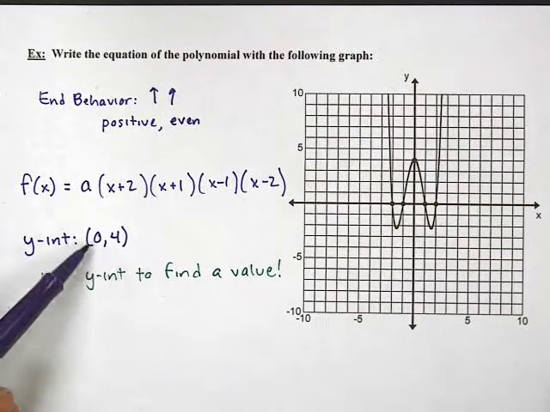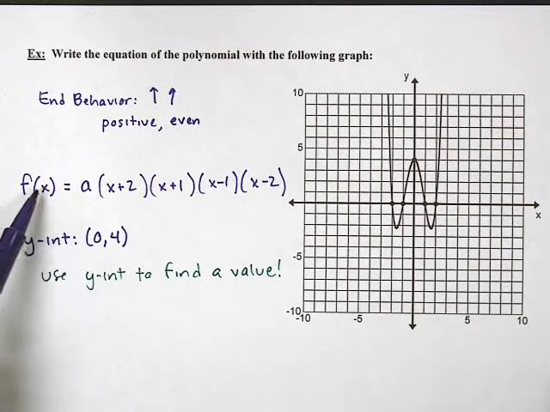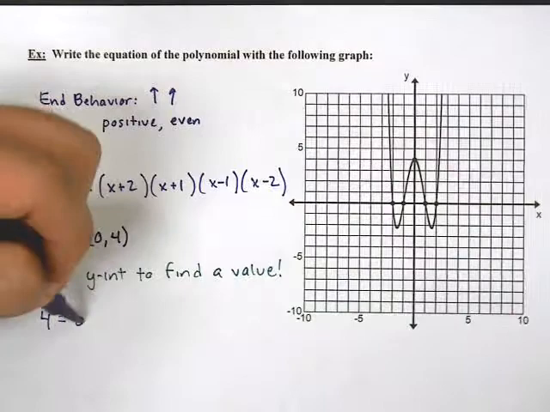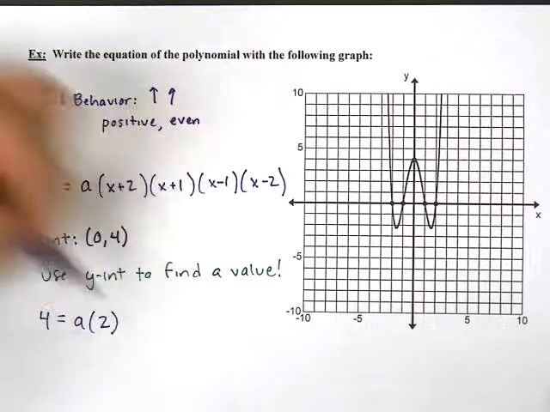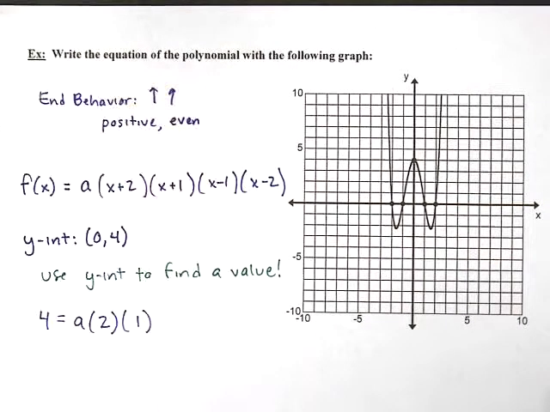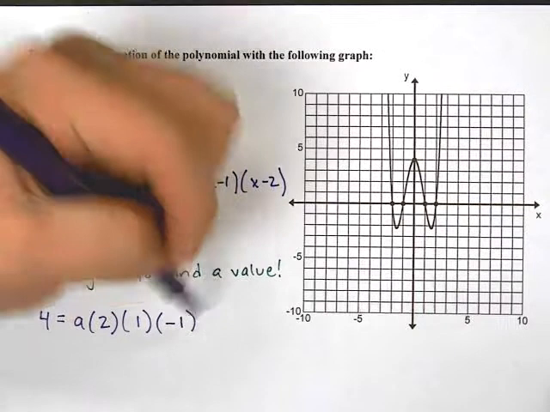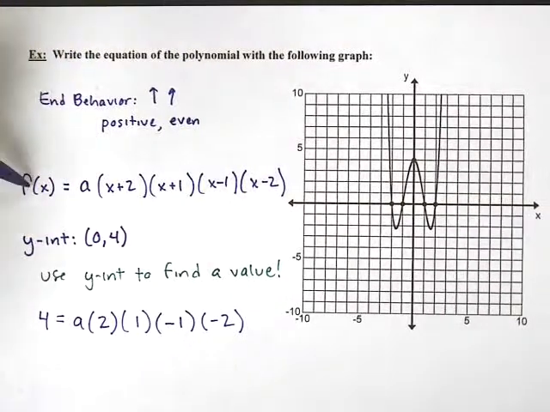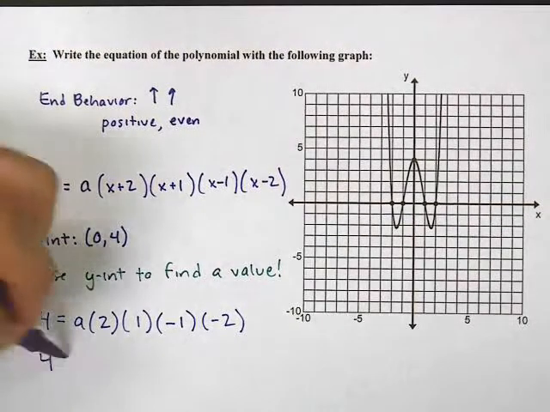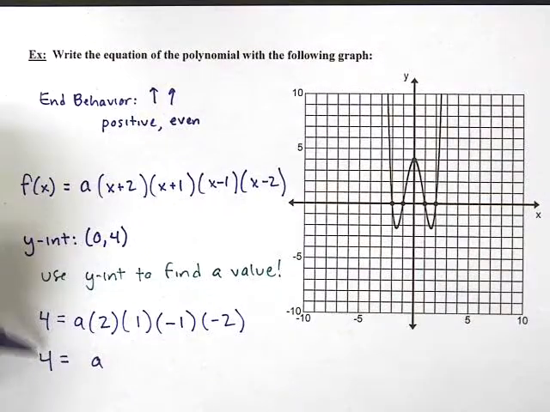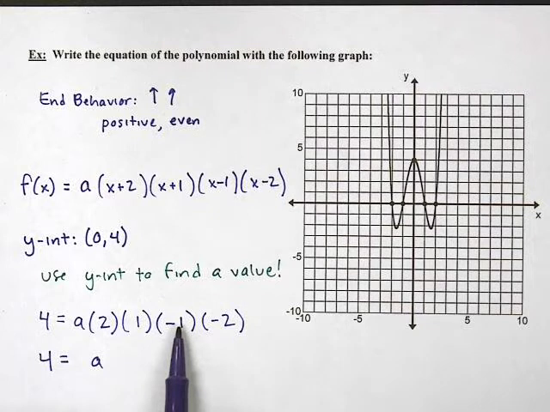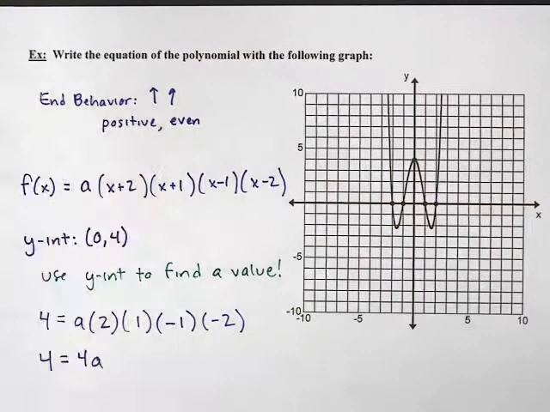Well, I know that if I plug in 0 for every single x, what should my output be? 4. So 4 equals a times positive 2, positive 1, negative 1, negative 2. Does everyone see what I did there? I just plugged in 0 everywhere and set my output equal to 4. So now if I keep going here, I have 4 equals something times a. 2 times 1 is 2, times negative 1, negative 2, negative 2 times negative 2 is positive 4. Okay, so very clearly a is equal to 1, which is really nice.